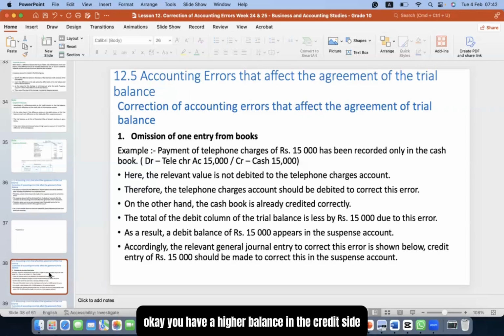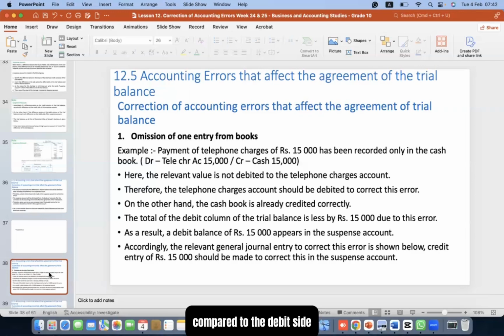Okay, you have a higher balance in the credit side compared to the debit side because you have not recorded it. ඔයා ඒක රෙකෝඩ් කරපු නැති නිසා ඩෙබිට් සයිඩ් එකේ පොඩි ඩෙෆිසිට් එකක් තියෙනවා. ෂෝටේජ් එකක් තියෙනවා. හැබැයි ක්‍රෙඩිට් සයිඩ් එකට ඔයා රෙකෝඩ් කරපු නිසා you have a excess amount of 15,000 compared to debit side. Okay, let's see what we are going to do with that.